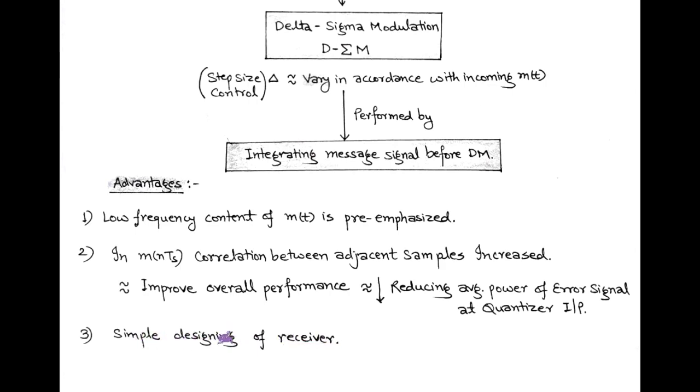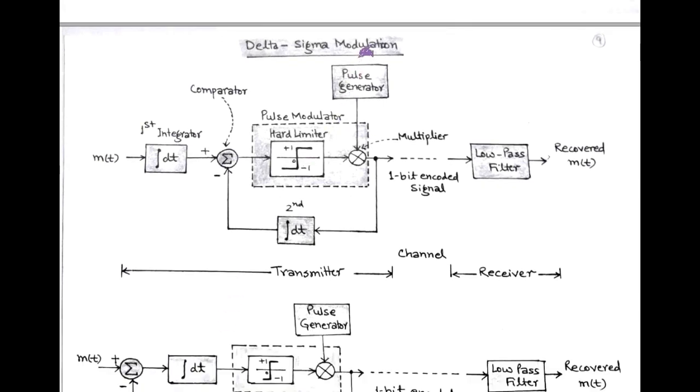The block diagram of delta sigma modulation is shown in the figure. Here, the transmitter consists of integrator 1 and 2, comparator, pulse modulator and pulse generator. And the receiver is simply a low pass filter. Initially, the modulating signal m(t) is passed through the first integrator and then the comparator. Comparator compares the output of integrator 1 and 2. And the output of comparator is applied to the pulse modulator block.